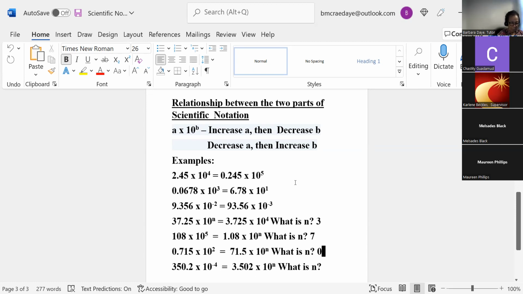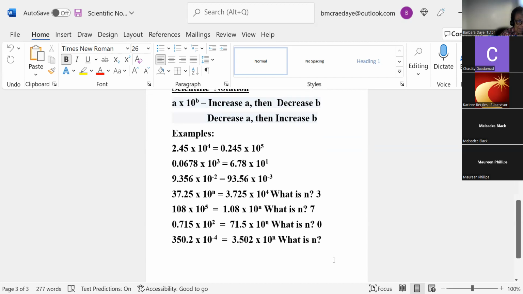Oh, I see. So this has to be 0. 71.5, and any number to the power 0 is 1, that's 71.5, right? But 0.715 times 100 is 71.5, right? Okay, try this one.